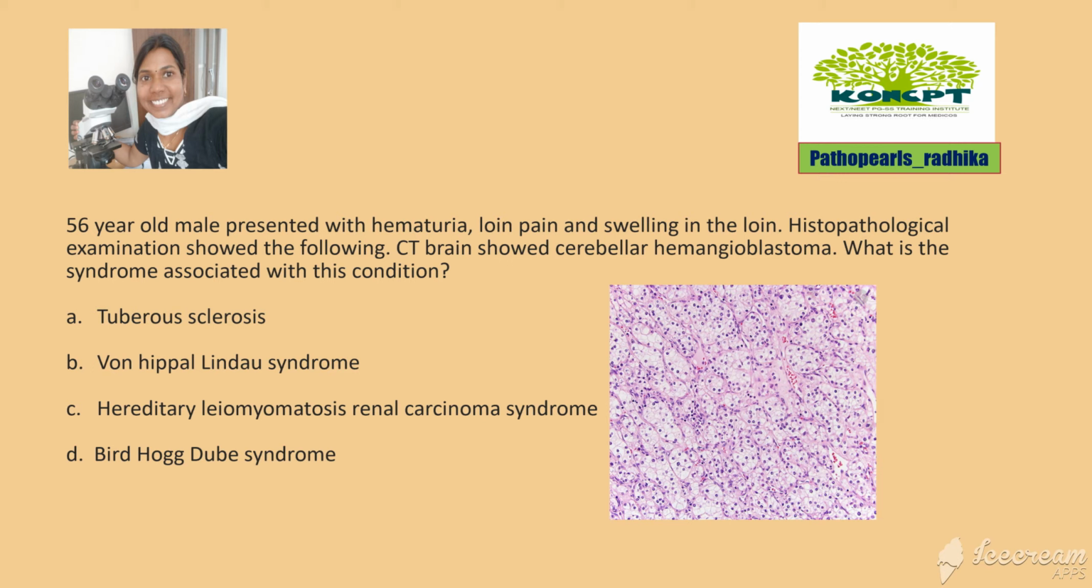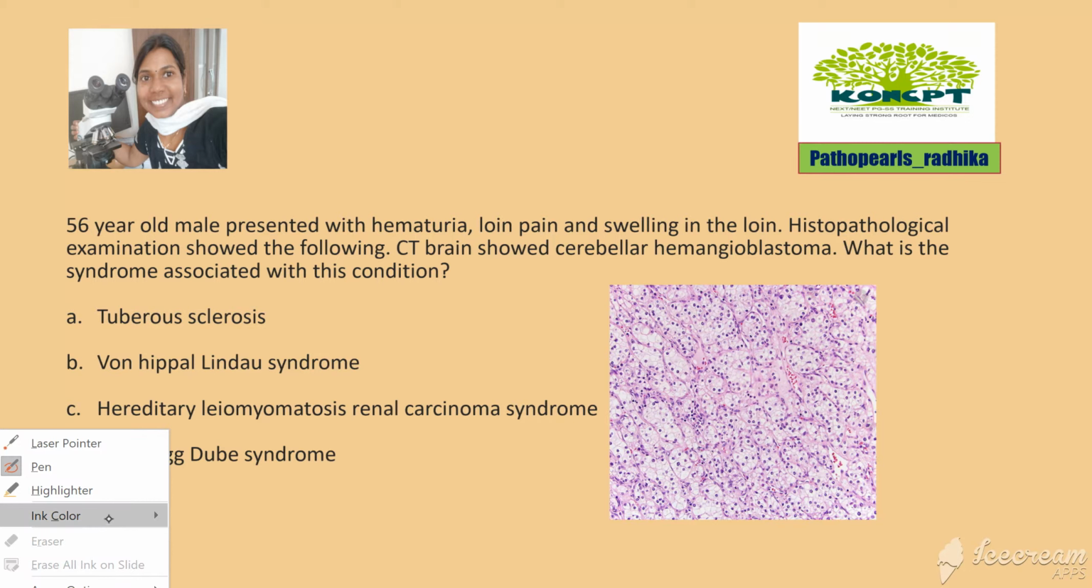Today's question: a 56-year-old male presented with hematuria, loin pain and swelling in the loin. Histopathological examination showed the following. CT brain showed cerebellar hemangioblastoma. What's the syndrome associated with this condition?